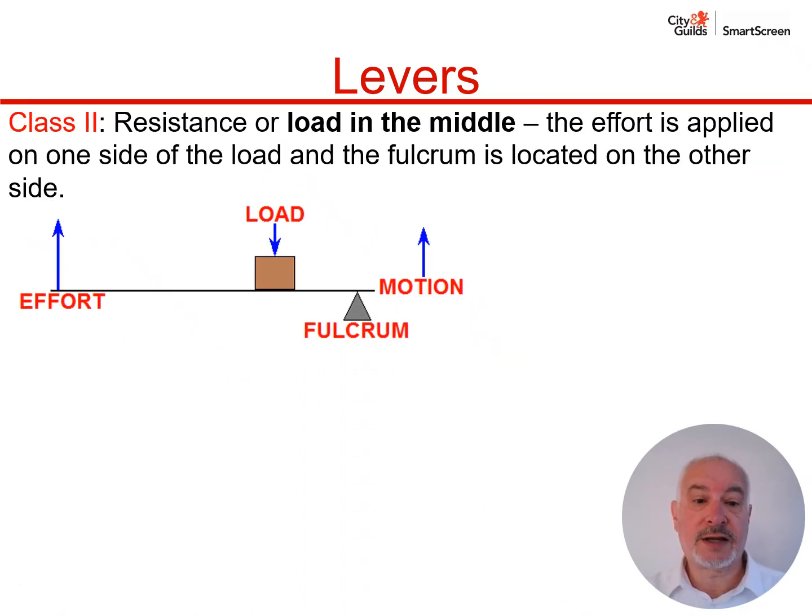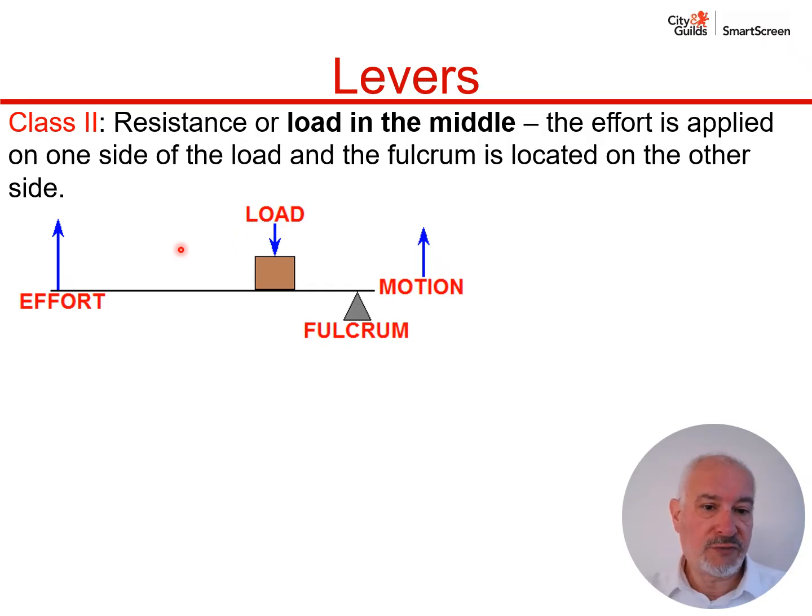Okay, let's look at a class 2 lever. The definition of a class 2 lever is that the load is in the middle. The effort is applied to one side, and you can see in the diagram the effort is applied upwards here, and the fulcrum is at the far side, and the area in the middle is where we would have the load. Now you'll see that as you lift in an upward direction on one side, the load is also going to move in an upward direction.